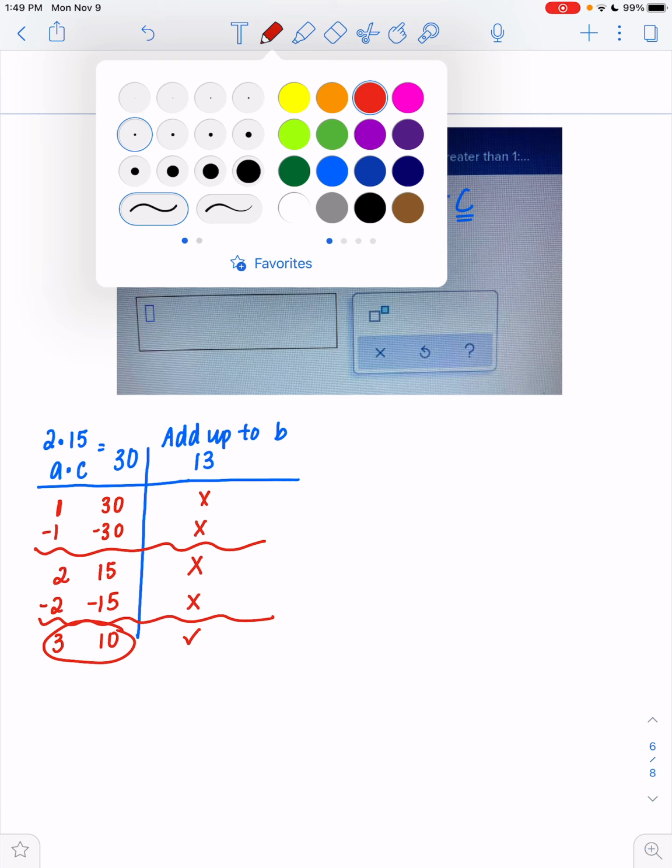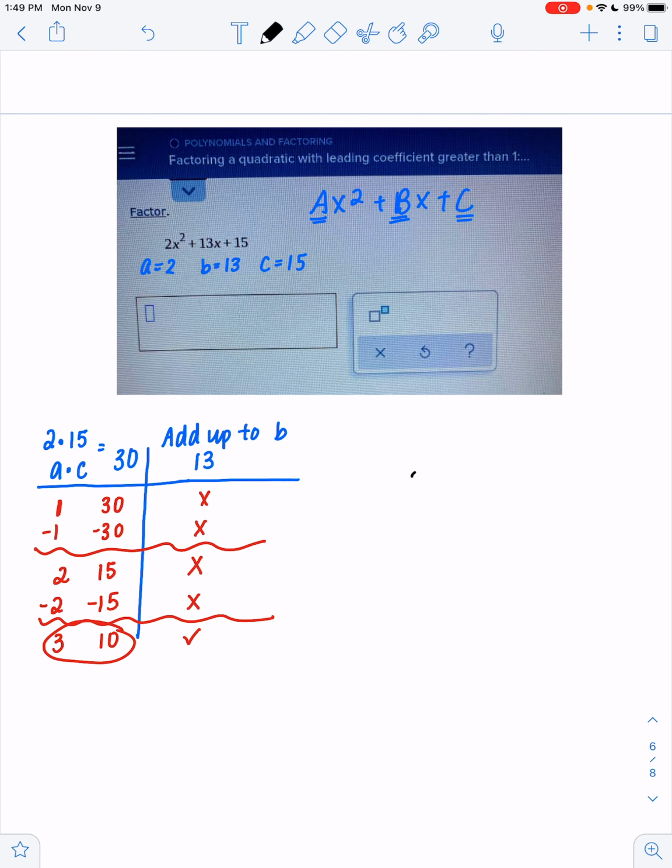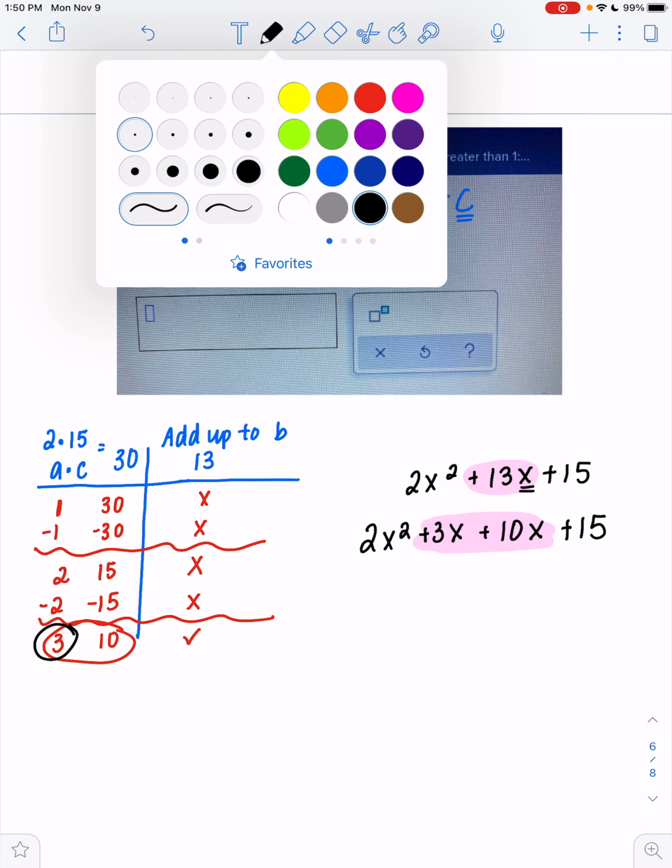So the next thing we are going to do is replace our B term. Originally it was 2x squared plus 13x plus 15. What I want to do is replace this middle term, and everything else stays the same. Let's bring that down: 2x squared, plus 15. And I'm replacing that B term with the new numbers that we just found, which were plus 3x. This had an x on it, so I had to make sure I bring the x with it, and then plus 10x. What we do next is called factoring by grouping.